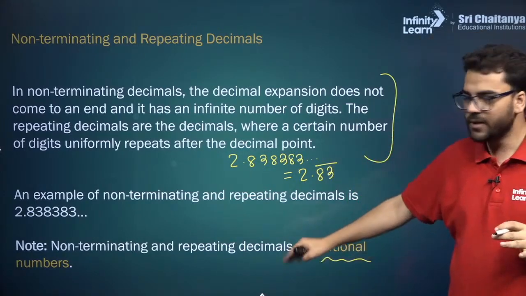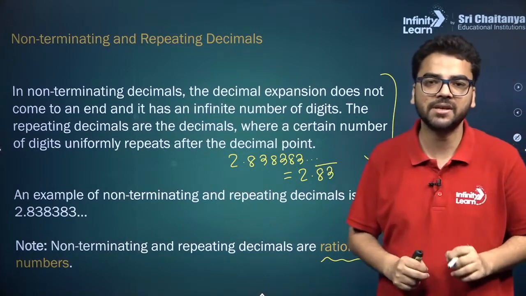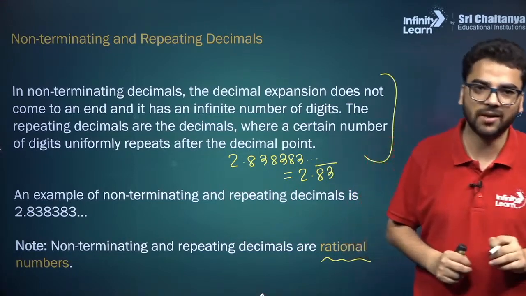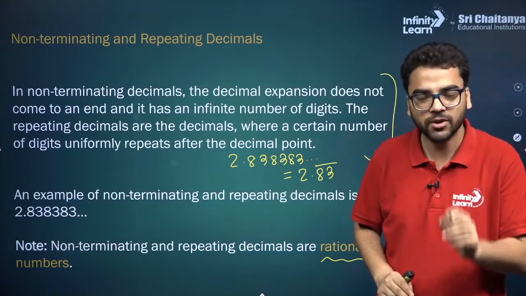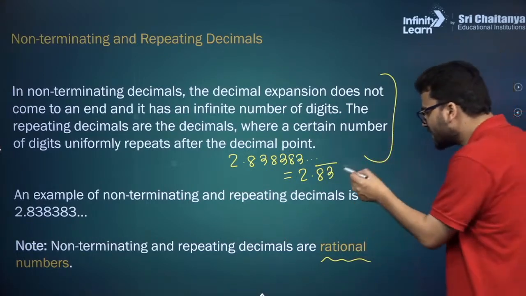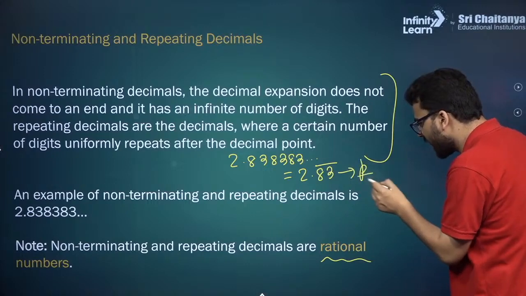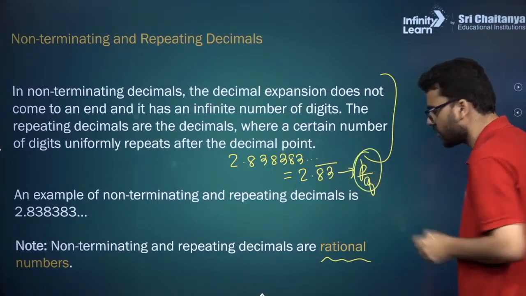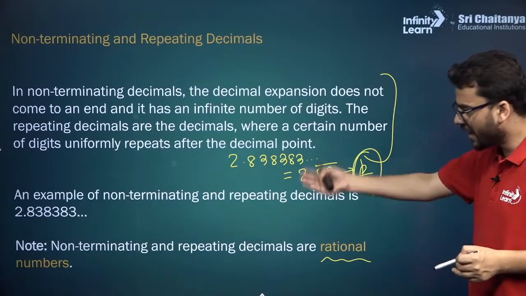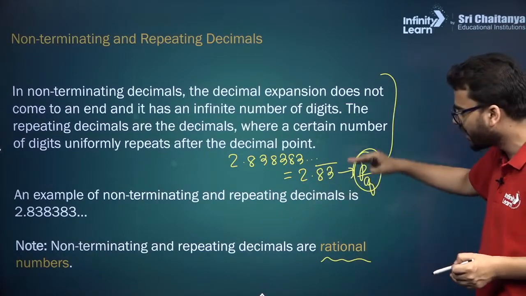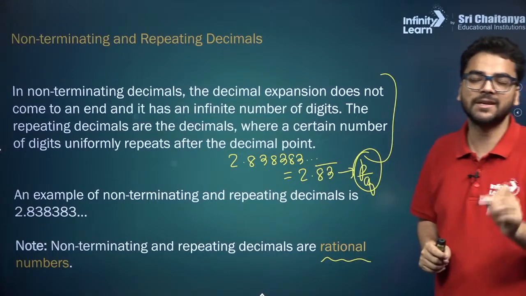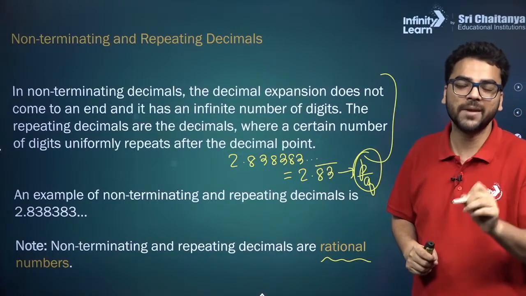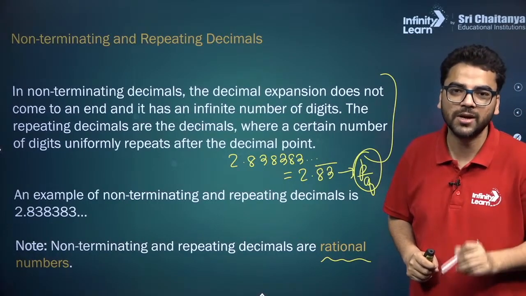If it's a non-terminating but repeating decimal representation, then also it's a rational number. This is a non-terminating but repeating decimal representation, so this is a rational number, and this can be represented in the form of p by q where p and q are integers and q is not equal to 0. We'll learn in the subsequent slides how we can show non-terminating but repeating decimal representations in the form of p by q where p and q are integers and q is not equal to 0.